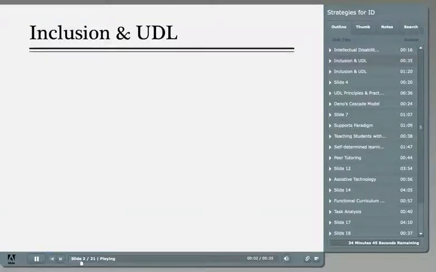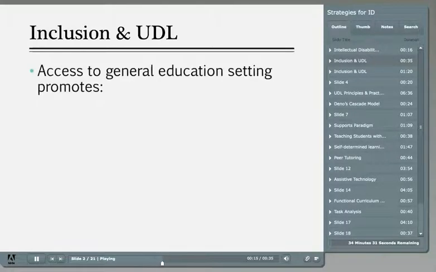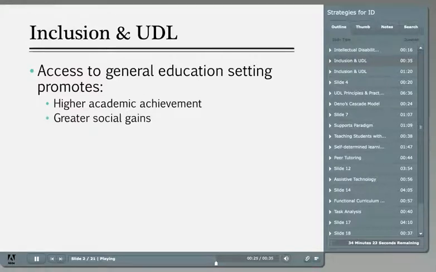Students with intellectual disabilities have not typically been included in the general education setting on a global basis. More typically, they are placed in self-contained classrooms and may have minimal access to the general education setting. However, research has proved that students with intellectual disabilities and other disabilities experience higher academic achievement and greater social gains when they are included in the general education setting. Much of this has to do with exposure to the general education curriculum, higher expectations, and involvement in more social activities.